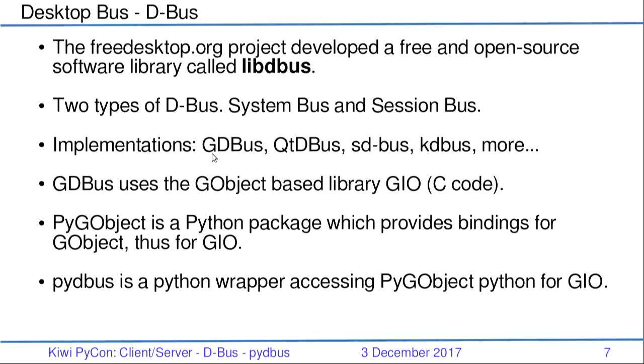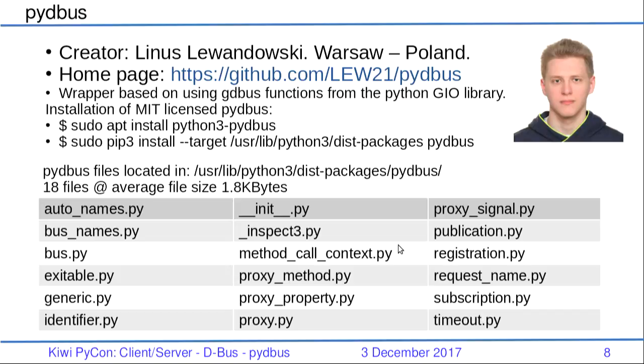I'm going to focus on gdbus, and I guess you're familiar with it. GIO is a bunch of C libraries which the GObject library can get to, and there's a Python binding which allows you to go into GObject and then get to the GIO C code. So anyway, that's fairly low level. pydbus sits on top of this as a Python wrapper for getting to these GIO libraries that can do the dbus transactions. pydbus was created by this chap Linus from Poland. This is his web page where you can see the source code. He uses the MIT license.